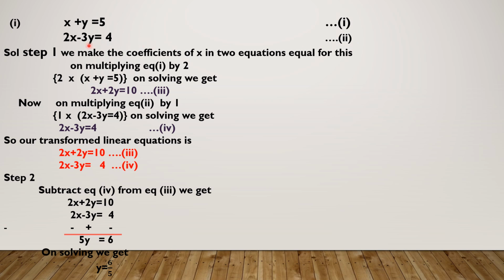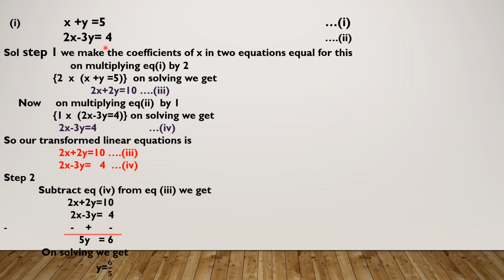Now here we have to apply the elimination method. For applying this method, we have to eliminate one of the two variables, and for eliminating that variable, we have to equate the coefficient of that variable in the two given equations. So here we eliminate variable x. We see that the coefficient of variable x in the first equation is 1 and the coefficient of x is 2 in equation number 2. So the coefficients are not equal.